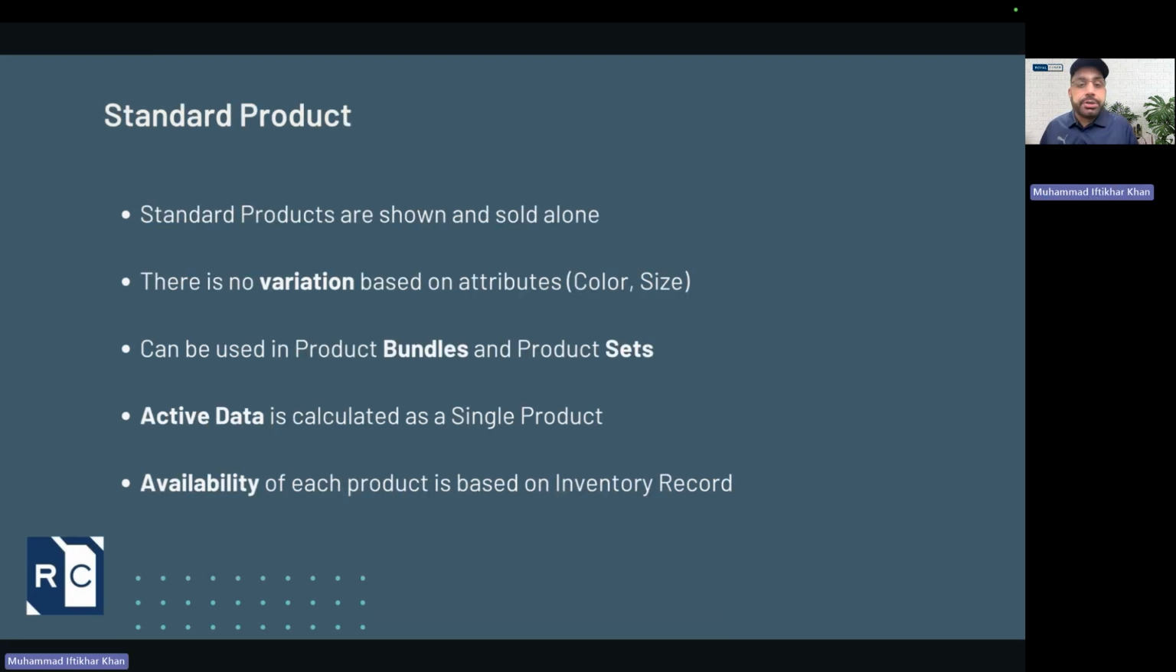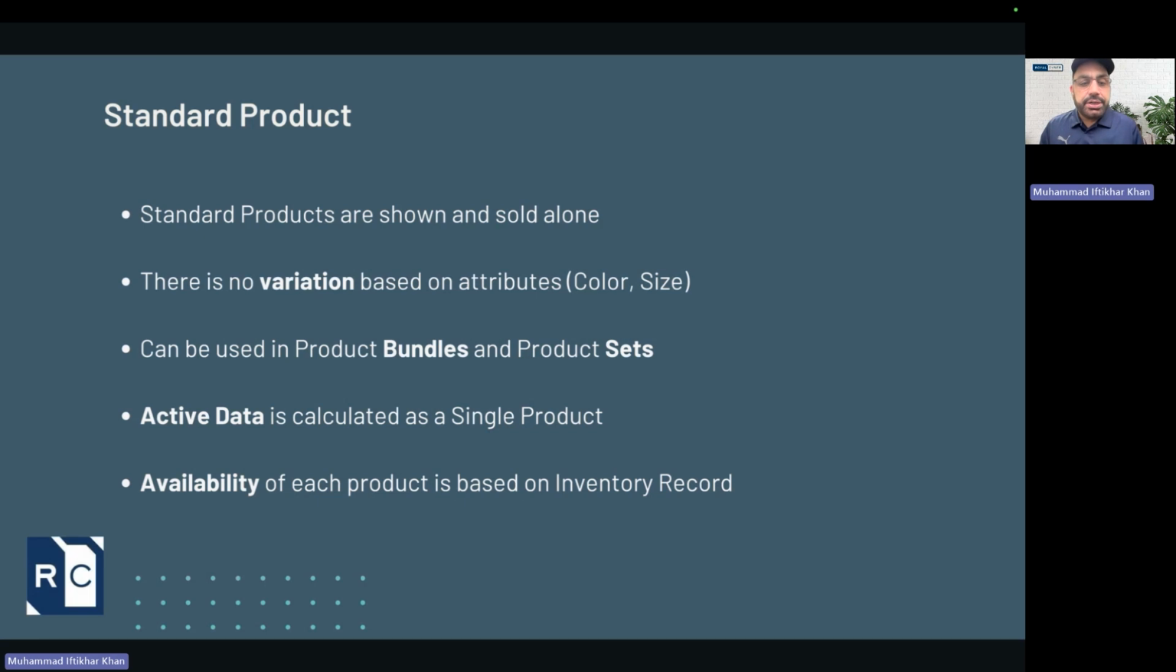Standard product, as we talked about earlier: standard products are shown and sold as a single product alone. They don't have any variations or any sort of dependent products or option products. So these products are sold as a single SKU. There is no variation based on attributes, color, or size. And you can also add a standard product in a product bundle or set. That means you can tie multiple standard products as a single bundle or a single set. So standard products are used in sets and bundles.